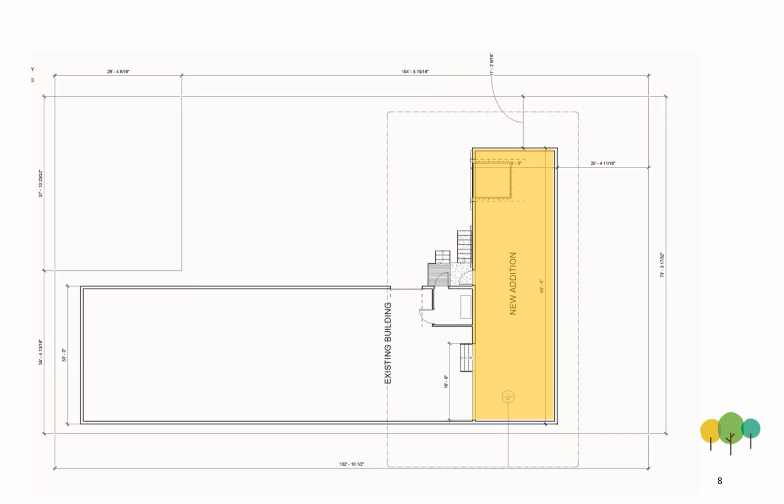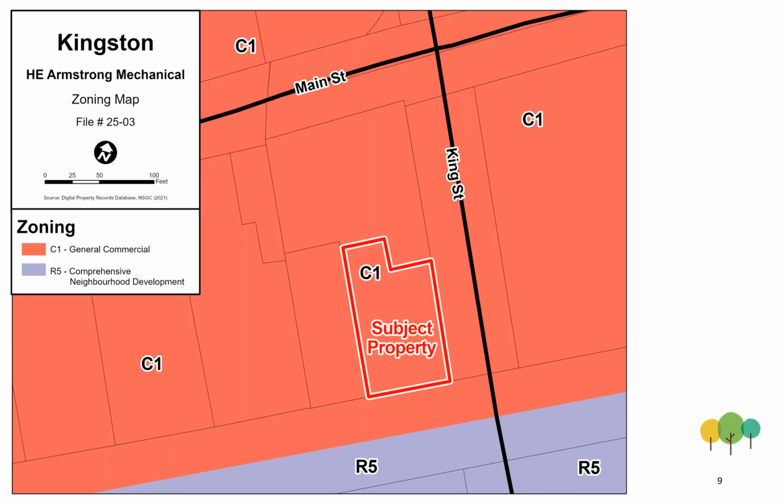This is the building plan, and this is the existing shop. The proposed addition to the side is shown in yellow. And this is the area where the trailers are currently located. The property is located within a zone called the General Commercial Zone or the C1 zone. The zone permits a variety of commercial uses.